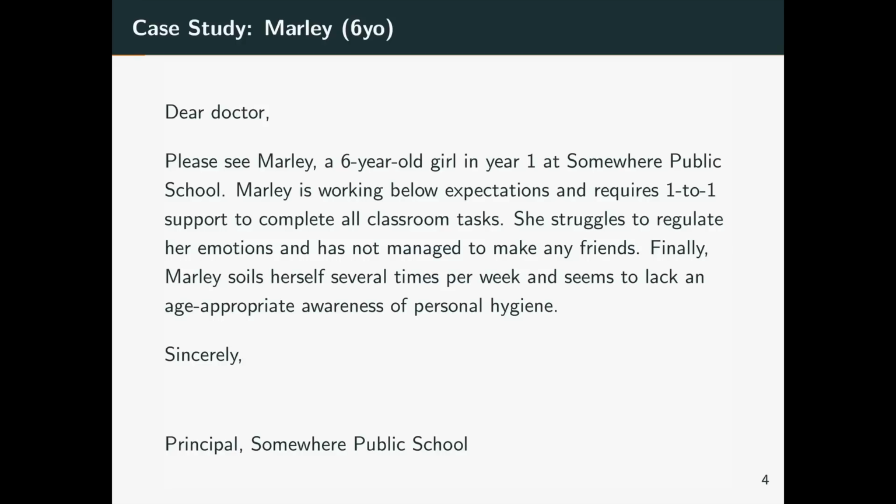And this is not an unusual case. I think every paediatrician has cases like this. This is common stuff. So let's look at this referral. This is very typical of a referral I would get from a school.